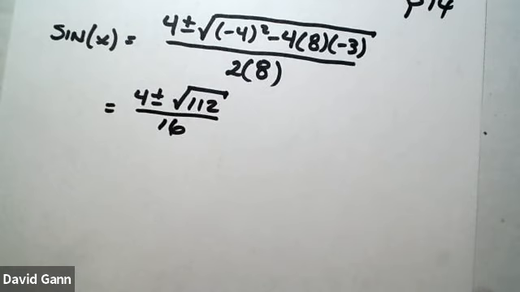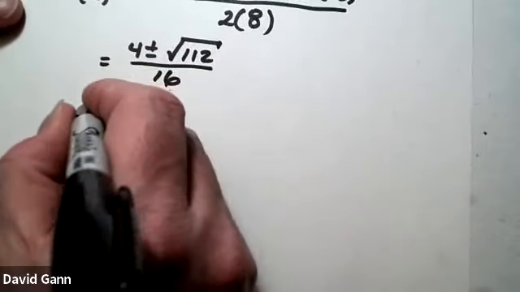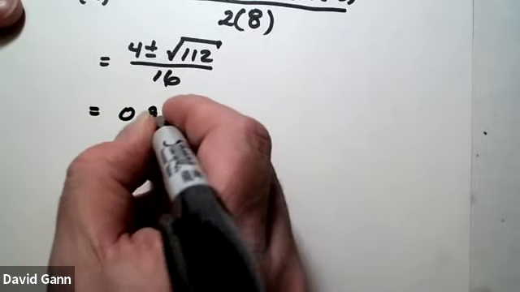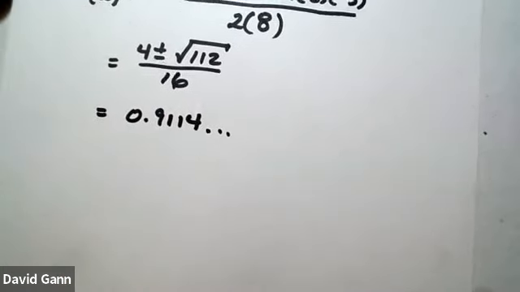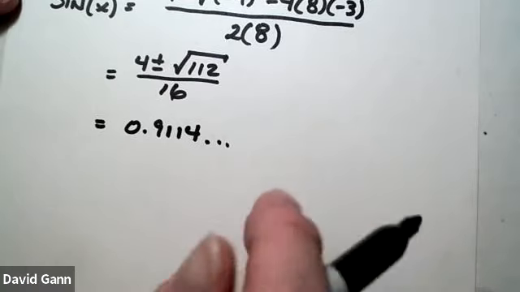The first numeric value for the plus branch, so you have two solutions, which are approximately 0.9114 and some stuff, right? That's one of the answers. And I'll come back for the other one here in a second.